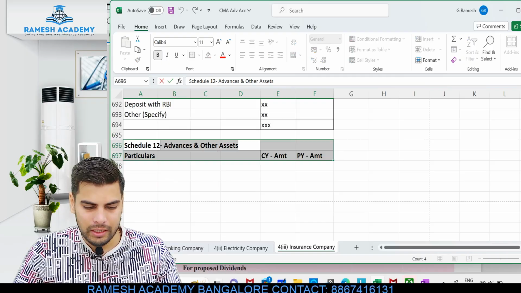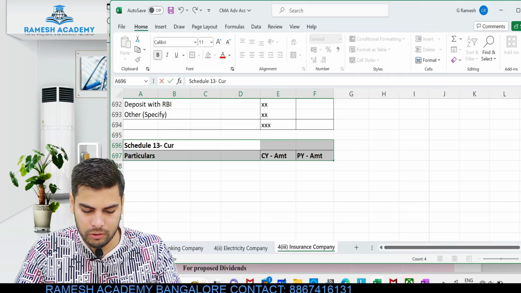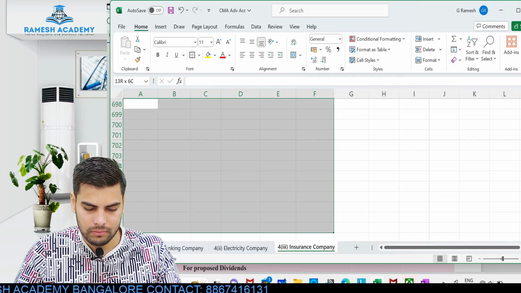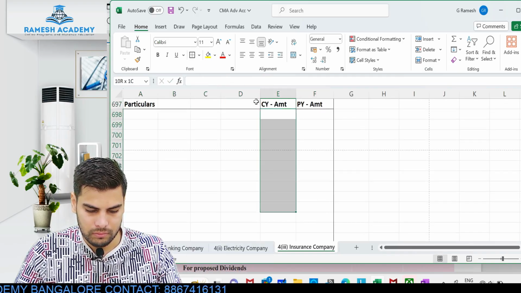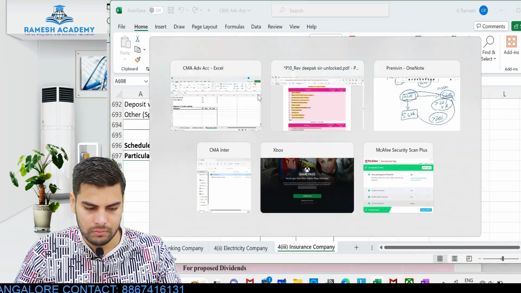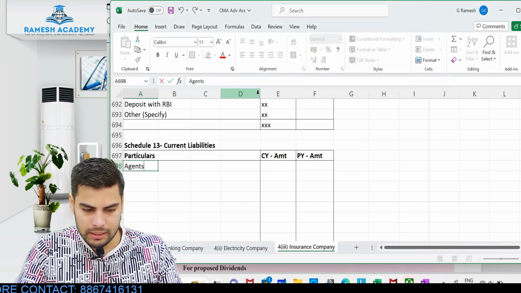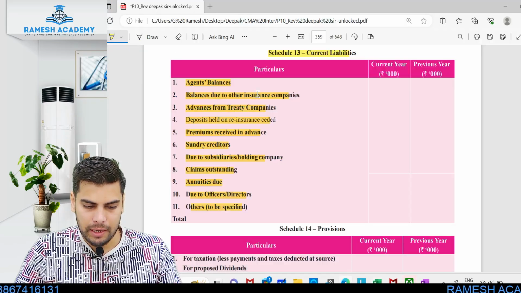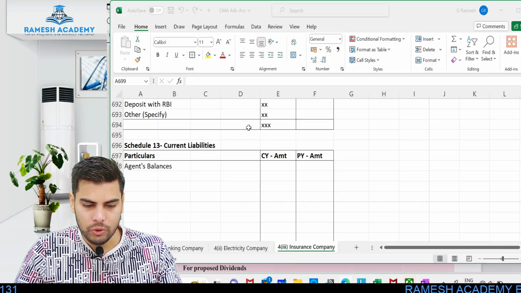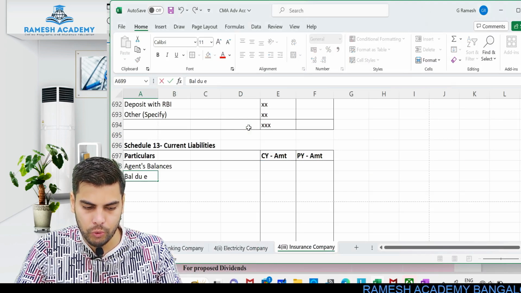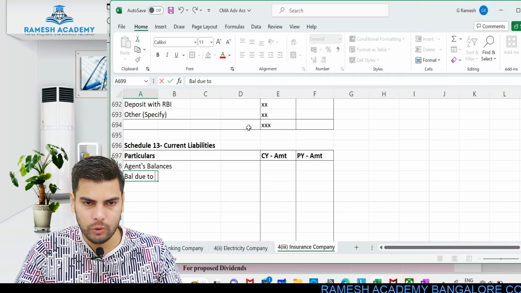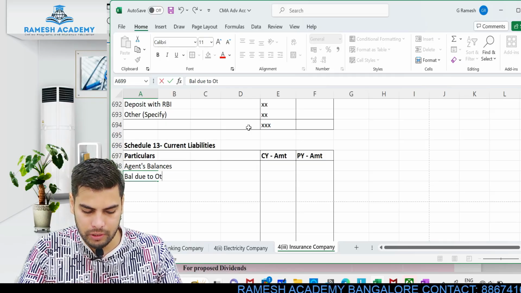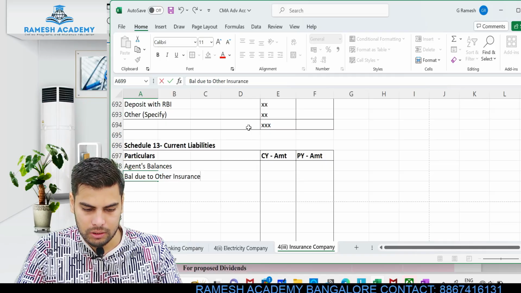All your liabilities is what you are supposed to show over here. So here you will be showing your current liabilities. What and all will you show? The agent's balance, that is the amount which you are supposed to pay to the agent, so agent's balance payable. Balance due to other insurance company: if it is due from, that would form part of schedule 12. If it is due to other companies, then it is your liability, and you will be showing it under schedule 13. So due to other insurance companies.